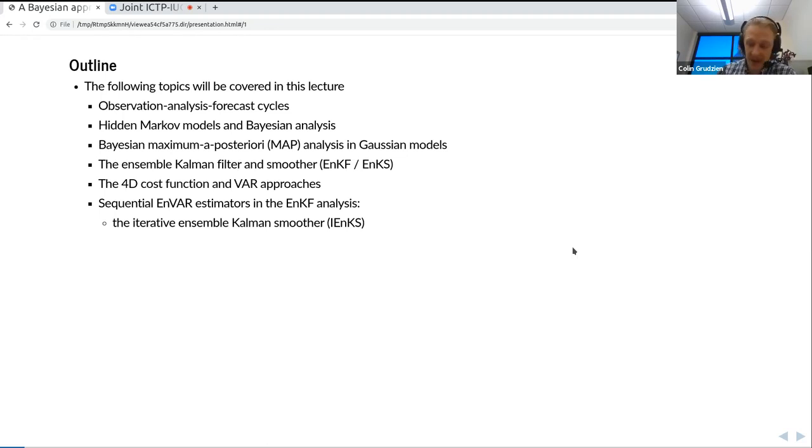Bocquet and Sakov. And then a new work that I've just recently put into submission, which is now currently in open review in Geoscientific Model Development of EGU. This is the single-iteration ensemble Kalman smoother, which was developed by myself and Bocquet. So that's just a little sketch of where we're going. And let's get into it.